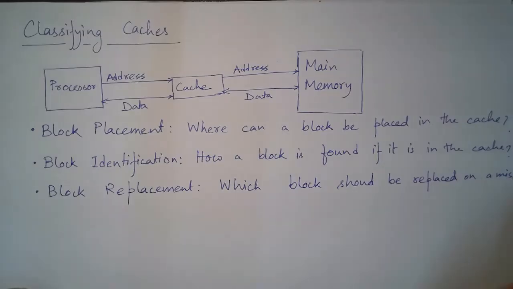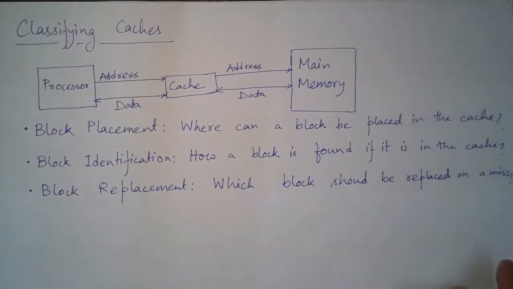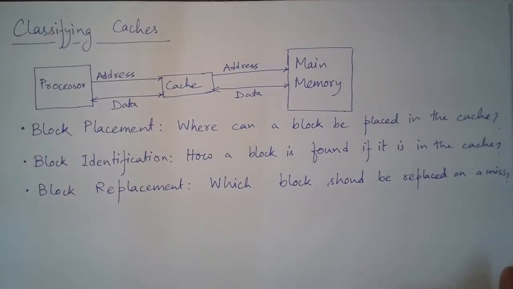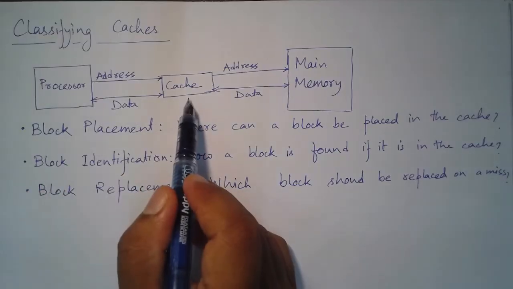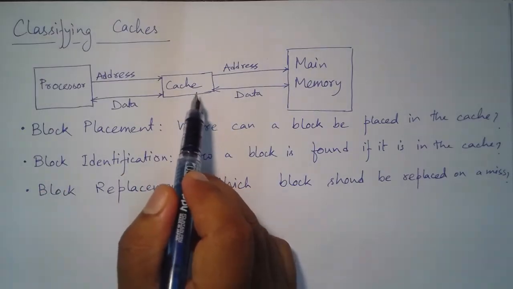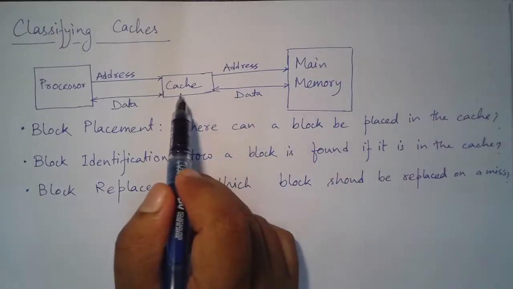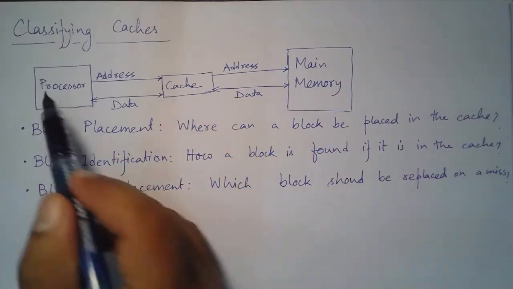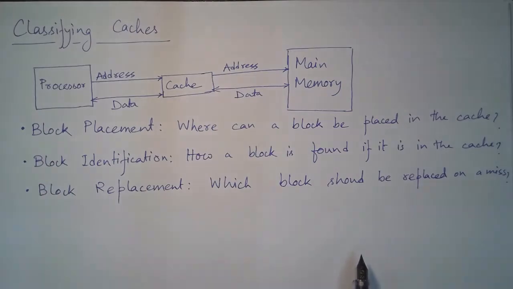So basically, whenever there is a miss, you have to bring in a new block to make sure that you can address that miss, because your processor is directly talking to cache only. So if there is a miss, then you have to get the data from main memory to the cache, and then the processor can access that data.